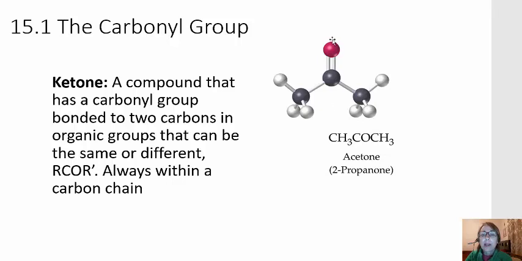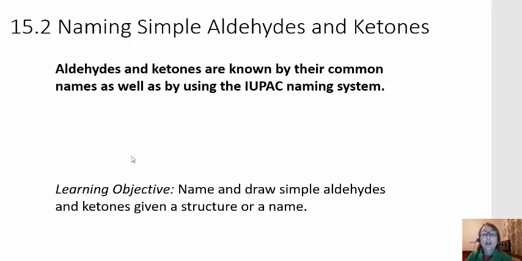And for a ketone, that carbonyl group is sort of in the middle. It's never at the end. That carbonyl carbon must be bonded to two other carbon-containing substituents. So let's look at nomenclature for aldehydes and ketones.